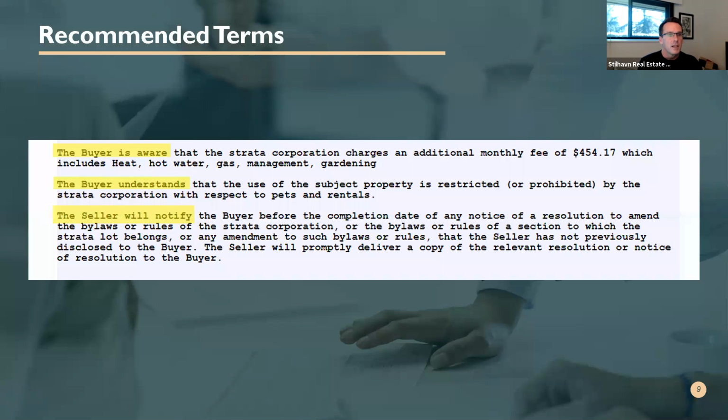So the buyer understands that the use of the subject property is restricted or prohibited by the Strata Corporation with respect to pets and rentals. That's just an example, whatever it is. The reason I recommend that, and I actually had it happen to me, I forget the address, but it's on Barclay, I believe. Soraya probably knows the building, but anyway, everyone in the building has 2 pets, but there's only 1 pet allowed according to the bylaws.